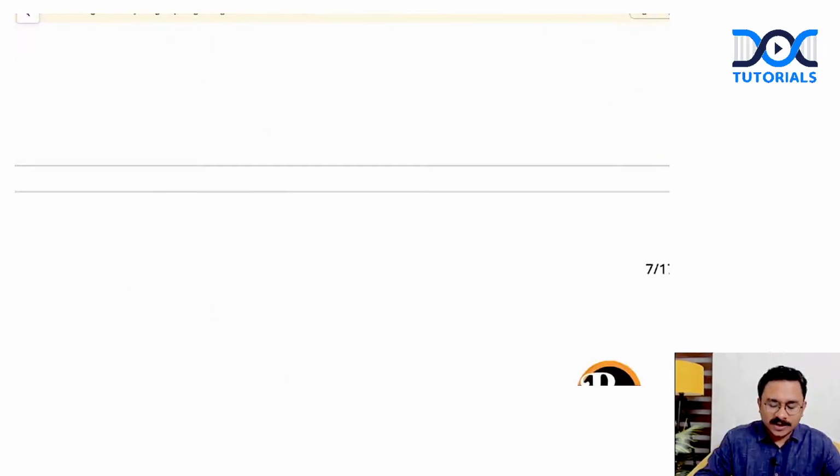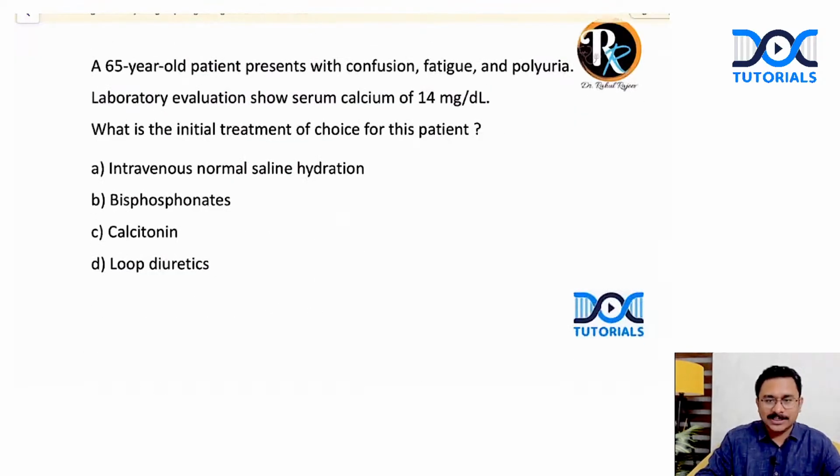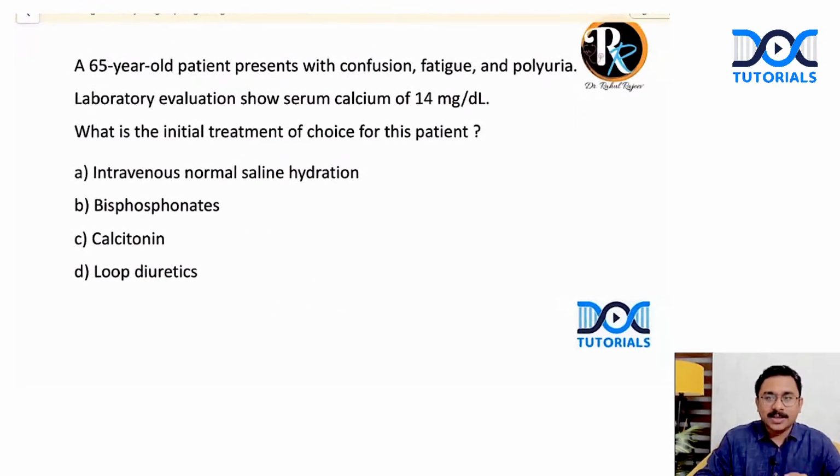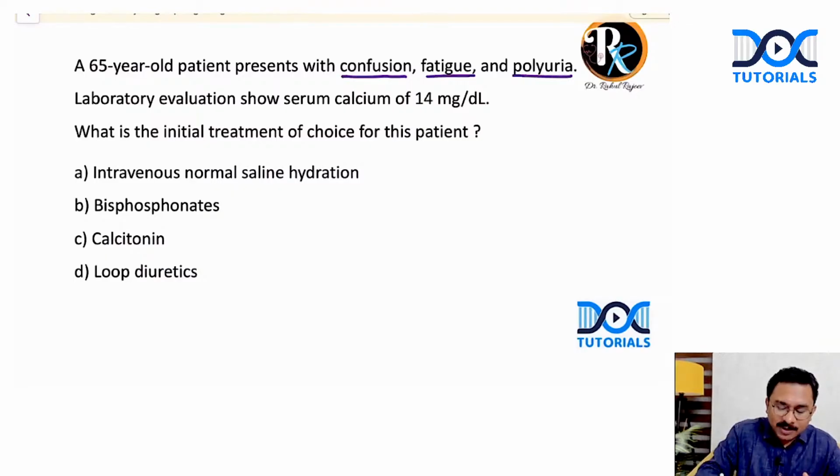That is what is referred to as the Chvostek sign of hypocalcemia. There was another question in the paper on hypercalcemia. The question was like this: a 65-year-old patient presented with confusion, fatigue, and polyuria. Okay, confusion, fatigue, and polyuria. And you can see that the lab evaluation shows 14 milligram per deciliter, that is the calcium value.